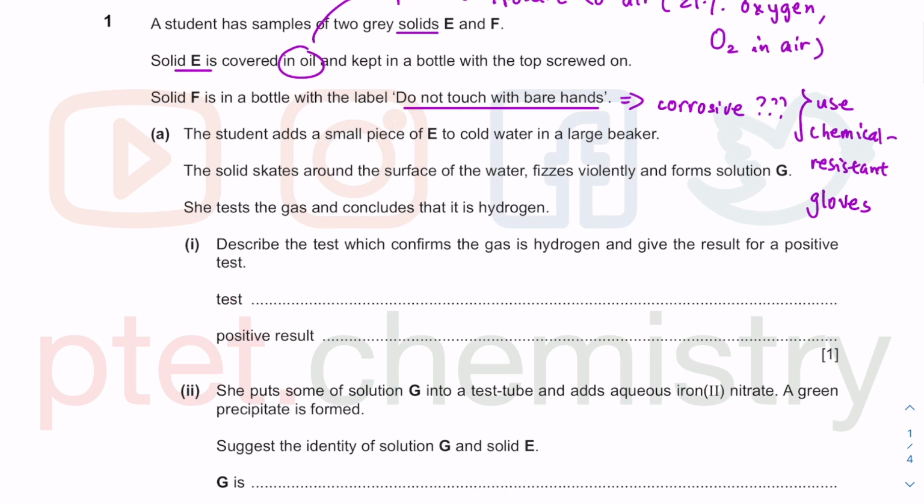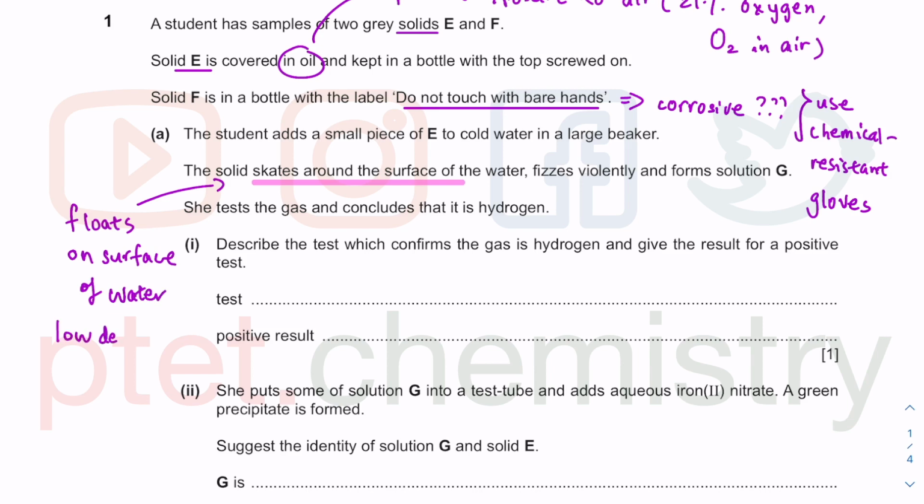Now this student adds a piece of E, and that was the one that you cover in oil because it can react with oxygen or water in the air. And this skates around the surface, so this solid floats on the surface, so it doesn't sink, so it floats on the surface of the water, so that means it must have low density.